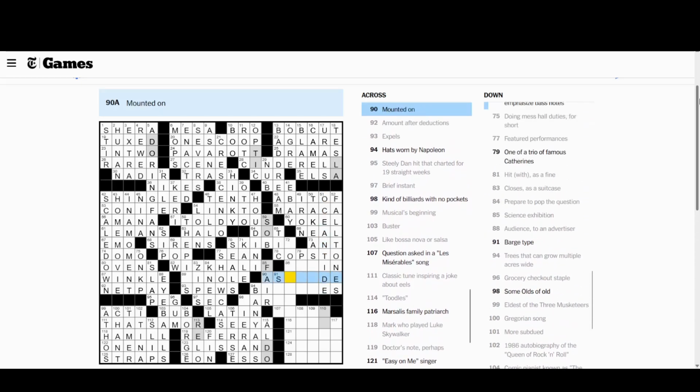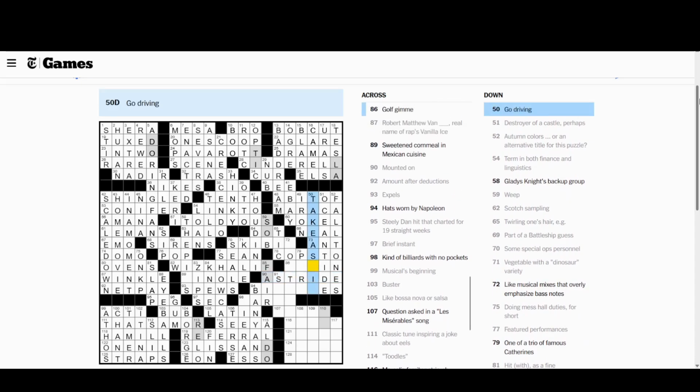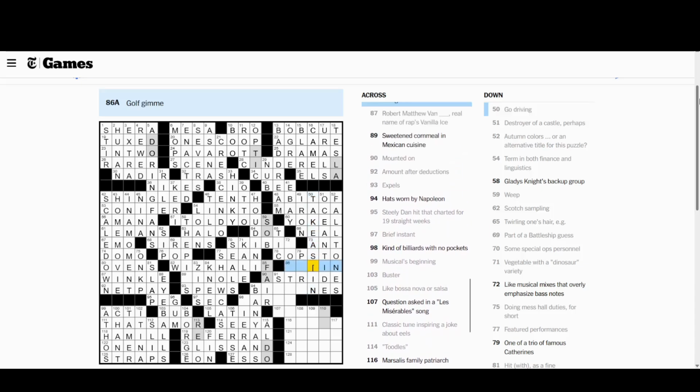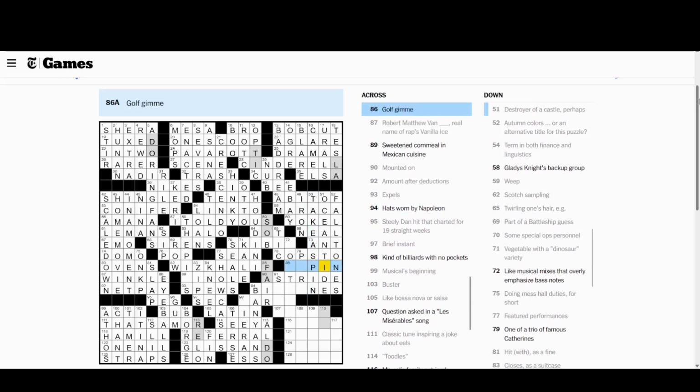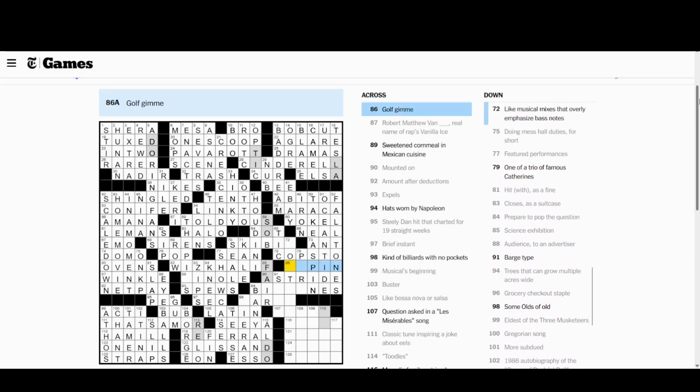Mounted on is probably going to be a sprite? No, maybe. Well, hang on, let's see. This is because this probably is take a spin. Oh, God, I lost my place on the keyboard. Golf, gimme. It's going to be a tap in?